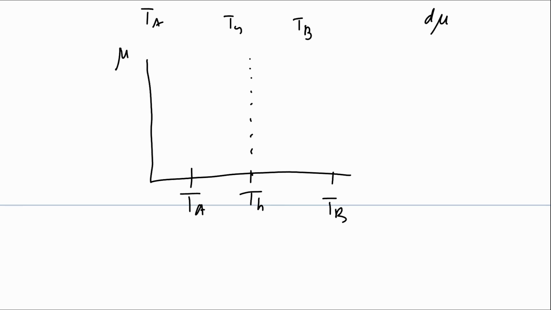Remember, dμ was minus S dT plus V dP. And P is constant for this process. So if I increase the temperature, dT is positive, dμ is negative, right? We already drew this picture, and so I have μ as a function of T, and it's going down with a slope that is negative.